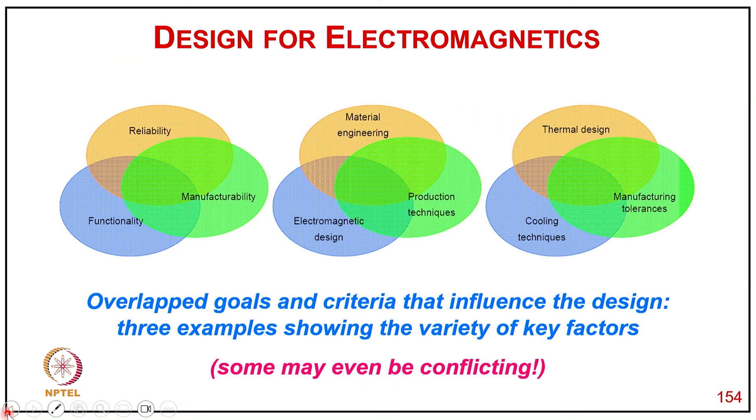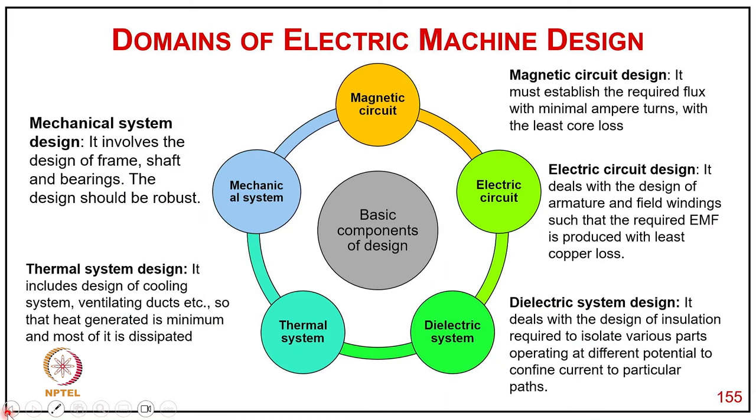So here are typically the different parts, especially for the electromagnetic design. We start with overlapping goals and criteria that influence the design. Here are three examples showing a variety of key factors, and they sometimes conflict: functionality, manufacturing and reliability, then material engineering, production technique and electromagnetic design. And then of course we have thermal design and manufacturing tolerances with cooling technique.